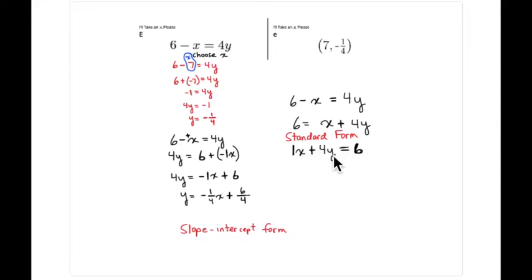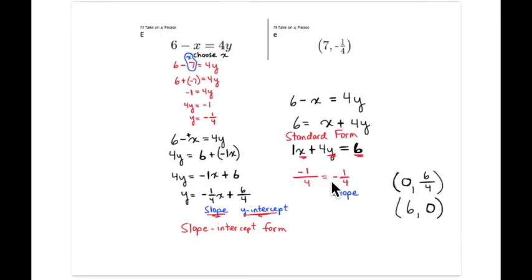And so this is the standard form. This is the slope-intercept form. So if you look at the standard form, what's the slope? Well, it's the ratio of a to b, but it's the opposite of that. So it's going to be a negative 1/4. And this is the slope here, which is negative 1/4. So that matches that. So it's the ratio of 1 to 4.